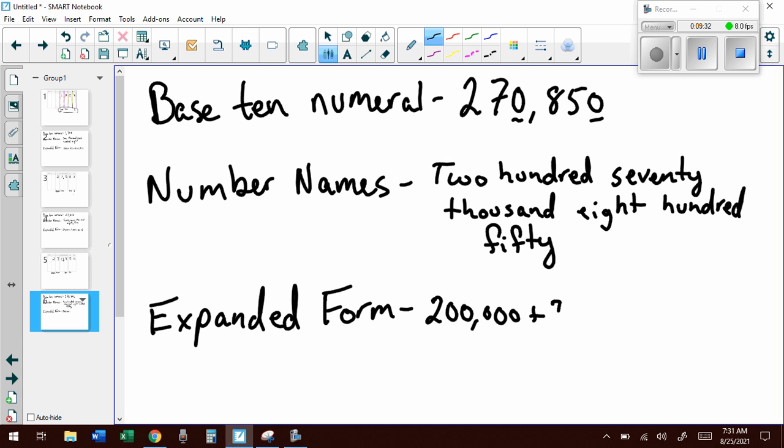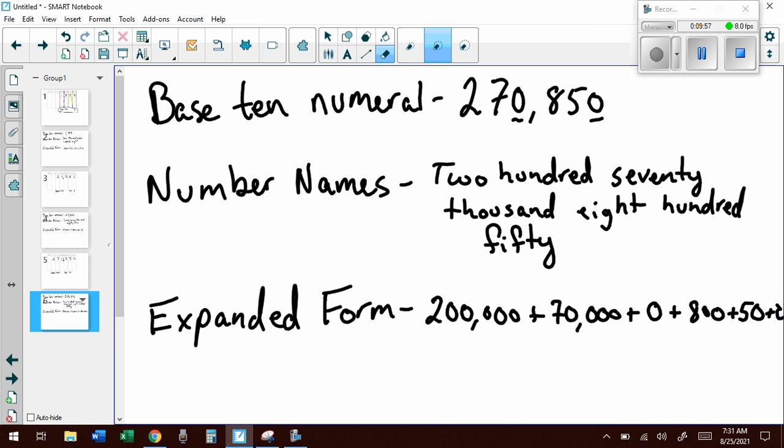Expanded form. Now there is nothing wrong with, well, okay, the value of that first 2 was 200,000. Then we added a 70,000. And there is nothing wrong with saying plus 0. However, it's just a massive waste of time. But let's add it in there. Plus 0, plus 800, plus 50. And then again, there's nothing wrong with putting plus 0, but it doesn't change the value.